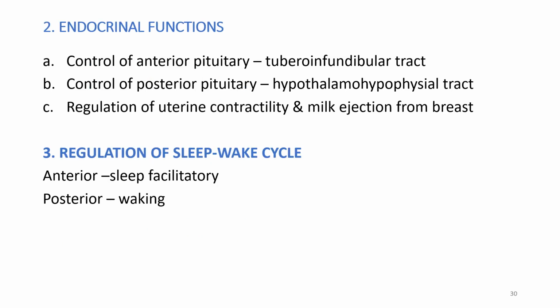Then coming to endocrinal functions. It controls the anterior pituitary by the tubero-infundibular tract, and it controls the posterior pituitary with the help of the hypothalamo-hypophyseal tract. It regulates uterine contractility and milk ejection from the breast, and it regulates the sleep-wake cycle. That is, if the anterior part is stimulated, it causes sleep. If the posterior part is stimulated, it wakes up the person.